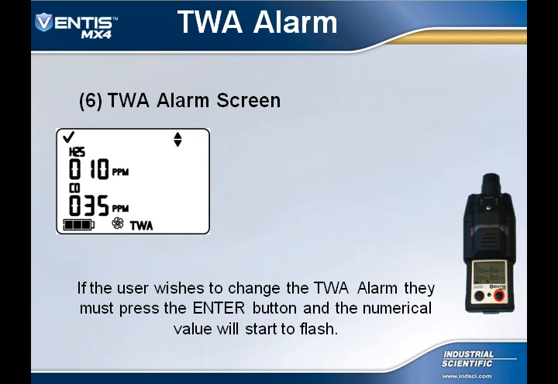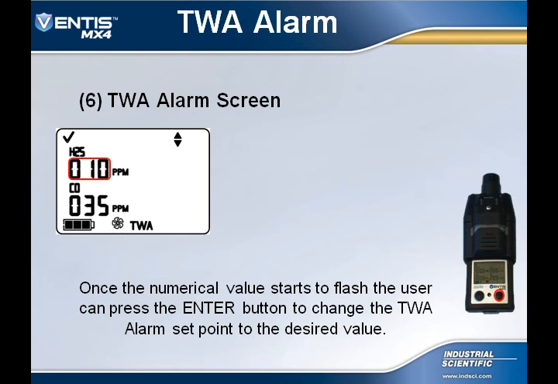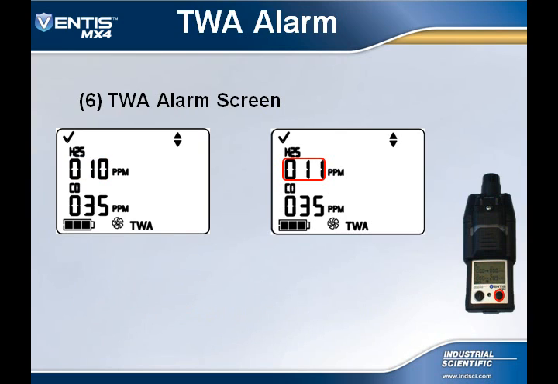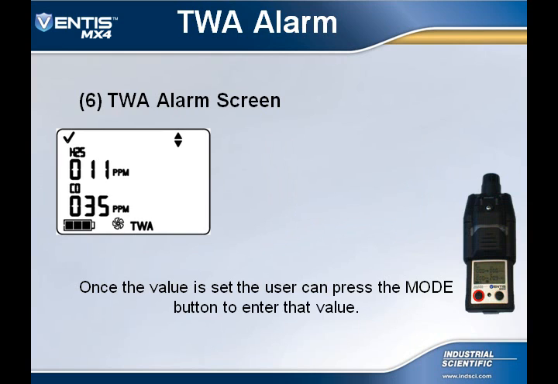If the user wishes to change the TWA alarms, press the Enter button and the first TWA alarm values will start flashing. Pressing the Enter button will change the TWA alarm set point to the desired value for the first gas. This slide shows changing the TWA alarm set point for hydrogen sulfide gas from 10 to 11. Pressing the Mode button will enter that set point.